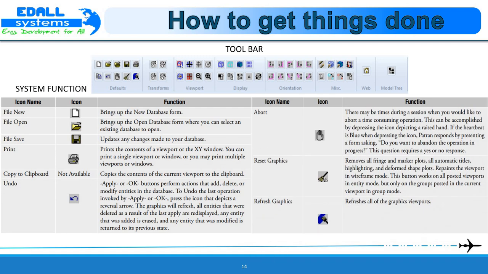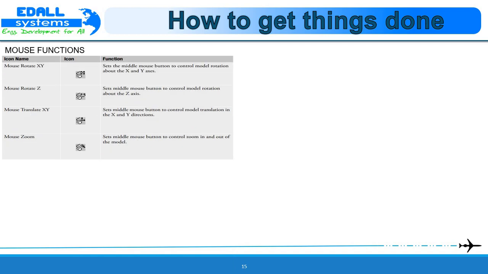System function. The 9 icons shown below are the system icons. At startup, only 2 icons are active, the file new and file open. Once a database is opened, the remaining icons become active. You can go through the icon name, look at the icon, and read its function in the slide here by pausing the video. Mouse function. Using the toolbar icons below, you can customize the middle mouse button to change the view of your model.